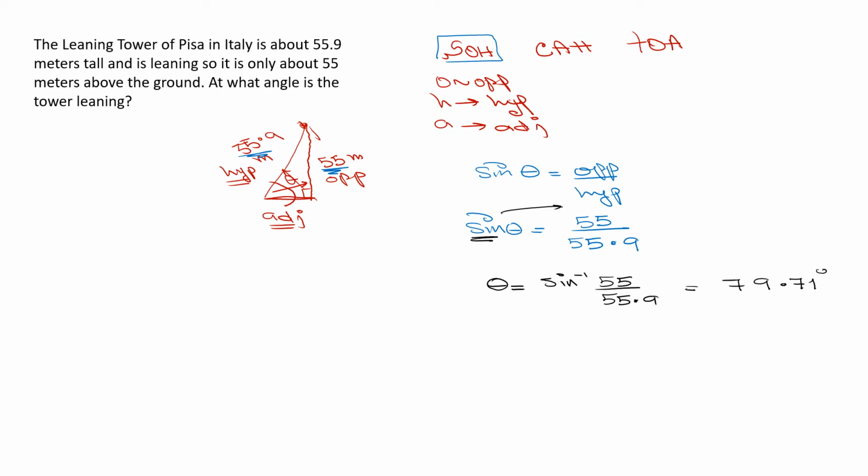The only place where students make a mistake is that on this vertical side, they say that this is 55.9 and the hypotenuse is 55. So in order to avoid that confusion, remember the largest side will always be the hypotenuse, and it is not possible that the hypotenuse is less than the other two sides.